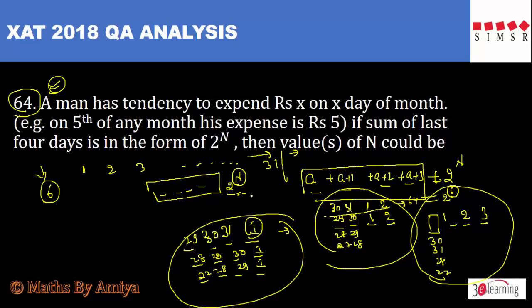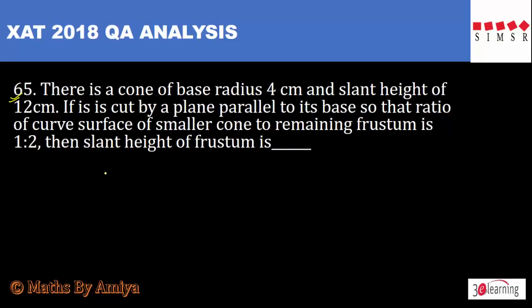I hope this one is clear. The understanding is we have to work on 2 months. I hope this one is clear. Question number 65 is the most calculative question of XAT. The best is to not attempt this question, or if you want to attempt it, attempt with the option.